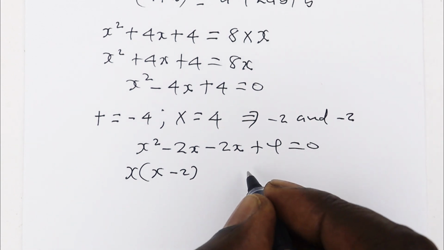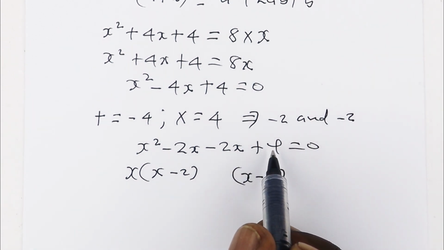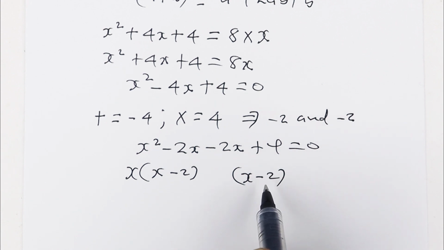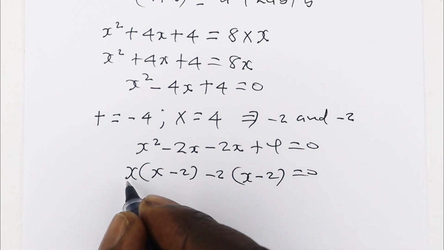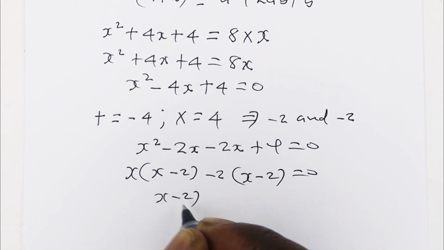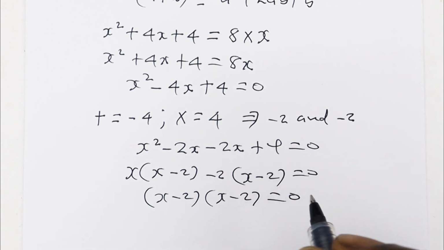So it means we are expecting x minus 2 this side. And if you look here, you have a positive 4. So you have to multiply negative 2 by negative 2 to get that. So you have x minus 2, and x minus 2, is equal to 0. So the product between these two is 0.